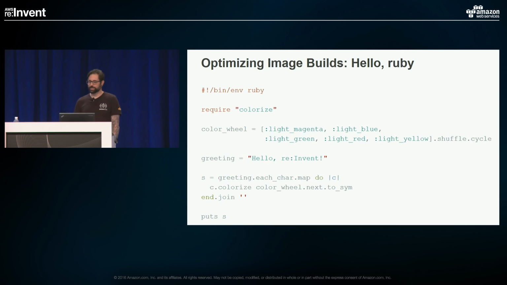Looking at our source code, we're just going to say hello world, but we're going to give it a little more flair this time. We're going to give it some colors. And we're using the colorize gem to give us some fun ASCII.